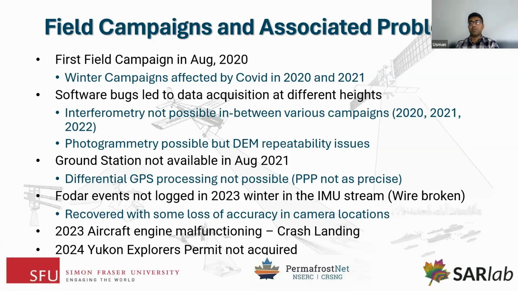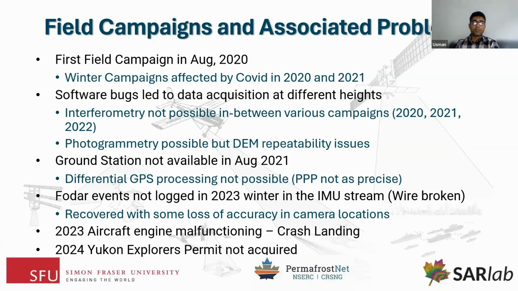This was mainly because we're right at the boundary of the 60-degree latitude. As you go past 60-degree latitude, the DEM posting changes, and that was not accounted for in the software. So we were sampling into the DEM at a different location than we were supposed to be. That led to us flying at different heights, and the interferometry was not possible for those acquisitions between different years. Photogrammetry was possible, but we had DEM repeatability issues, which I'll talk about in detail in the results section.